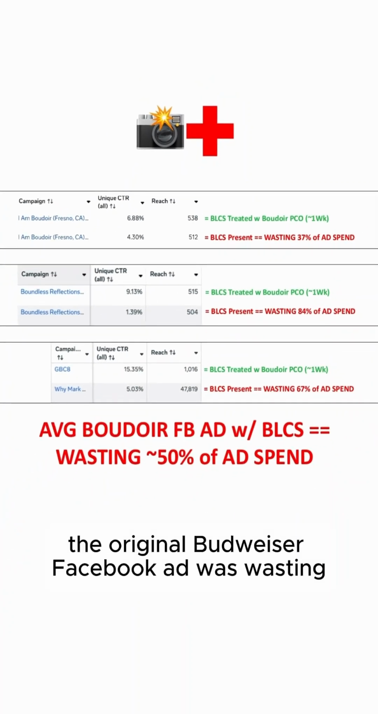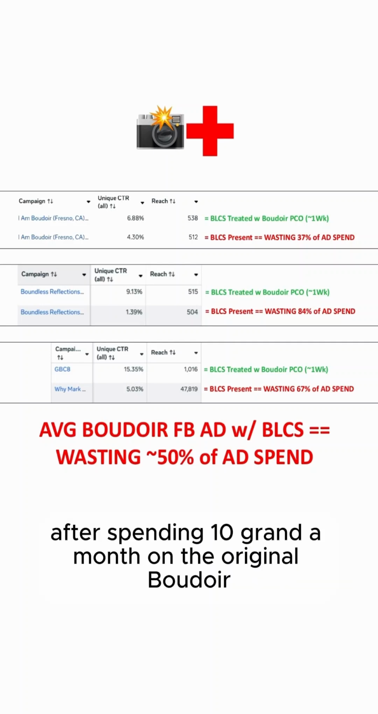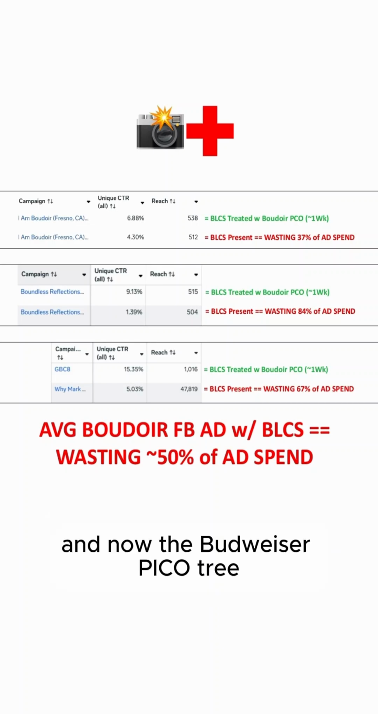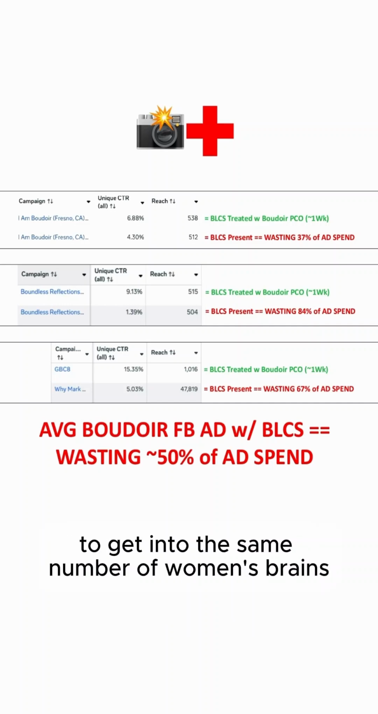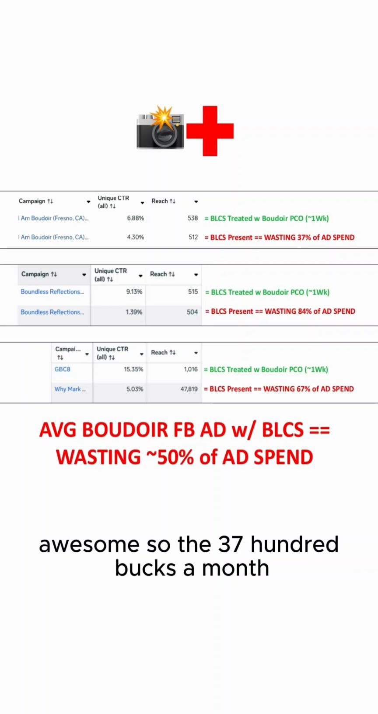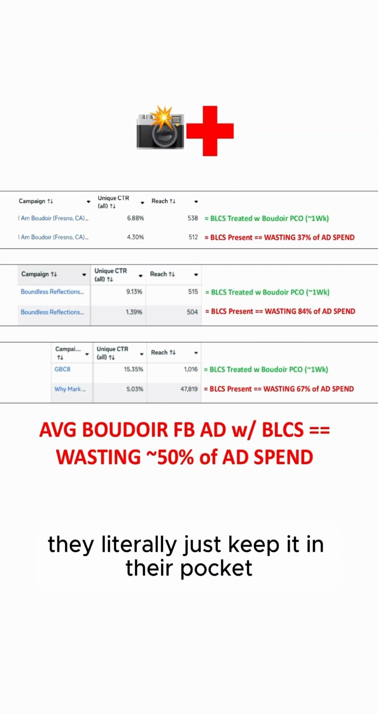So we found out the original Boudoir Facebook ad was wasting 37% of ad spend. So once that's being wasted, we know if they're spending 10 grand a month on the original Boudoir Facebook ad, and now the Boudoir Pico treated ad, they only need to spend $6,300 a month on that to get into the same number of women's brains. Awesome. So the $3,700 a month, they don't have to spend it anymore. They pocket it. They literally just keep it in their pocket.